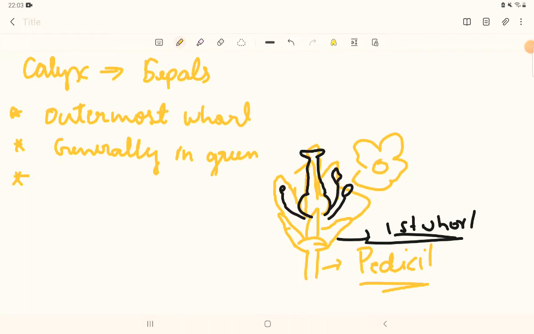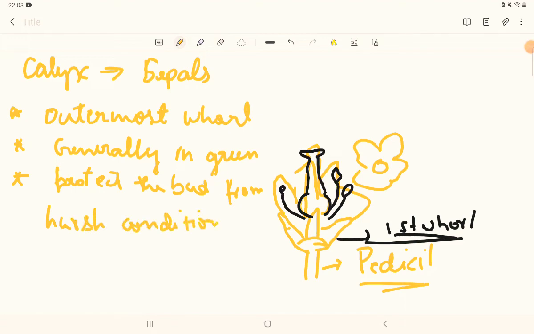Next, the function of the sepals is to protect the bud from harsh conditions, but in the initial stage, I'm saying in the initial stage, to protect the flower in the bud stage. So the important words are outermost, generally green, not all, and to protect the bud in the initial stage.